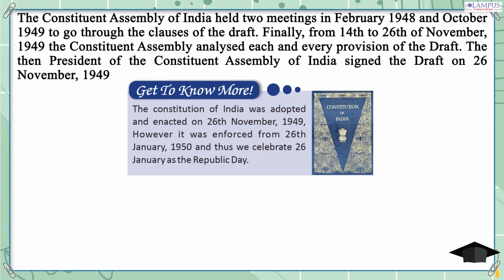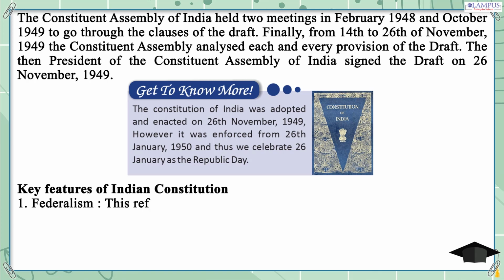Get to know more. The Constitution of India was adopted and enacted on the 26th of November 1949. However, it was enforced from the 26th of January 1950, and thus we celebrate the 26th of January as the Republic Day. Key features of Indian Constitution.